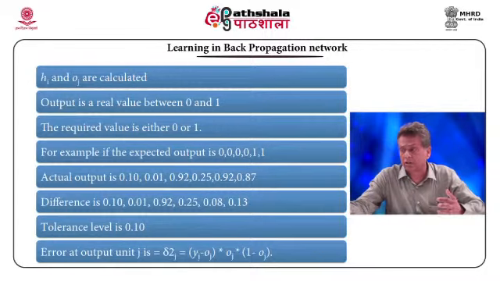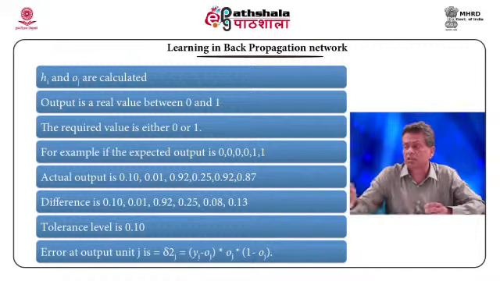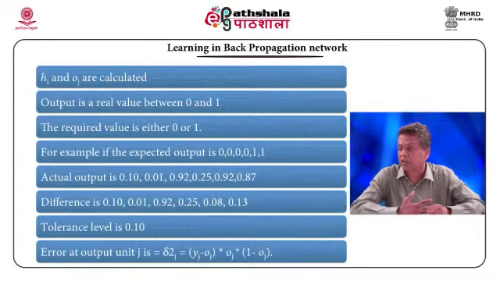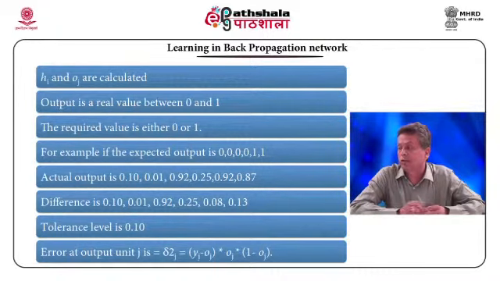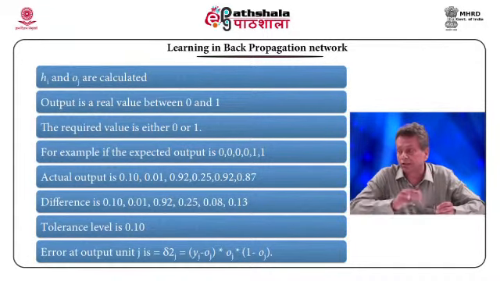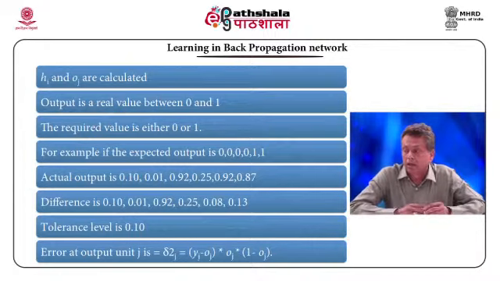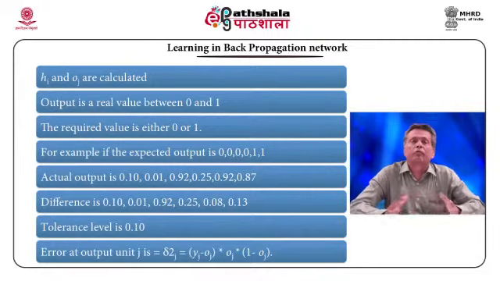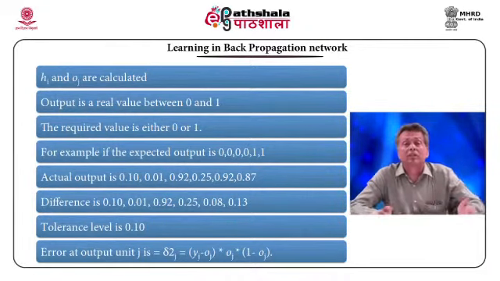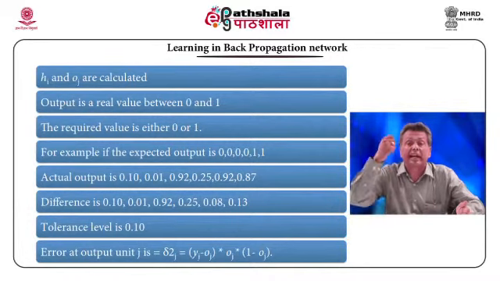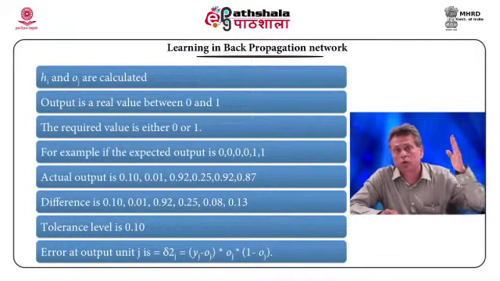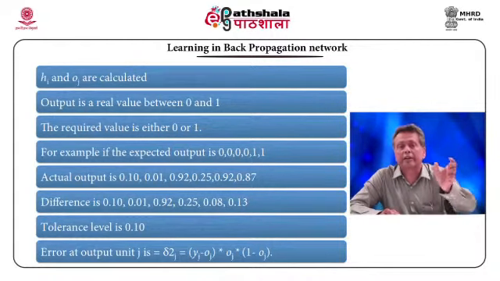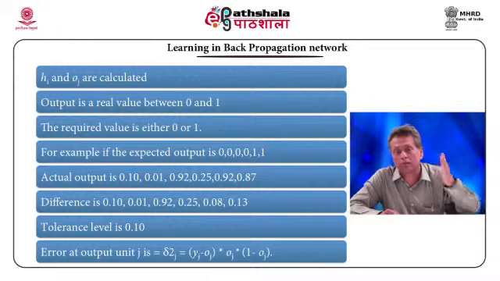Now look at the PowerPoint. It says that the actual output that you get is 0.1, 0.01, 0.92, 0.25, 0.92, 0.87, when what I actually want is 0, 0, 0, 0, 1, 1. What you are supposed to do is find the difference. Now what is the difference? The difference is basically the error in absolute form. If what I want is 1 and what I get is 0.5, the error is 0.5. So that's the absolute value of error.